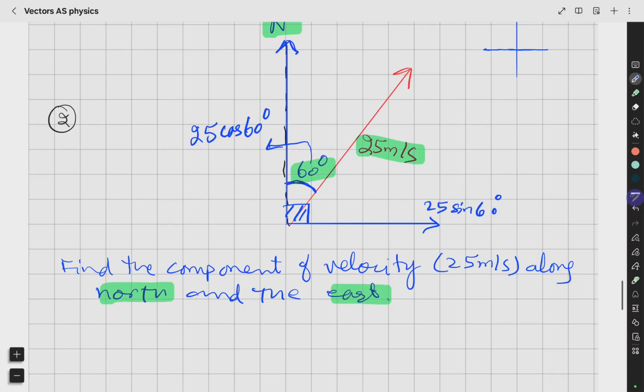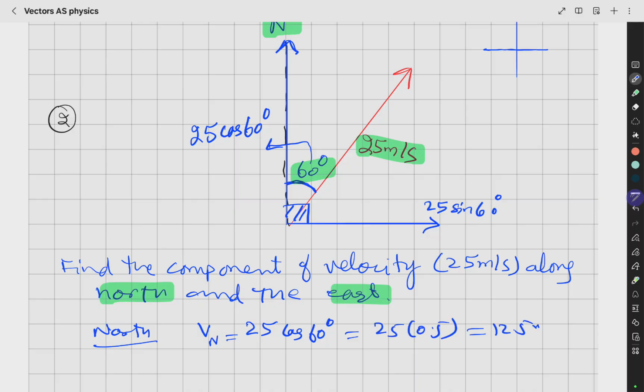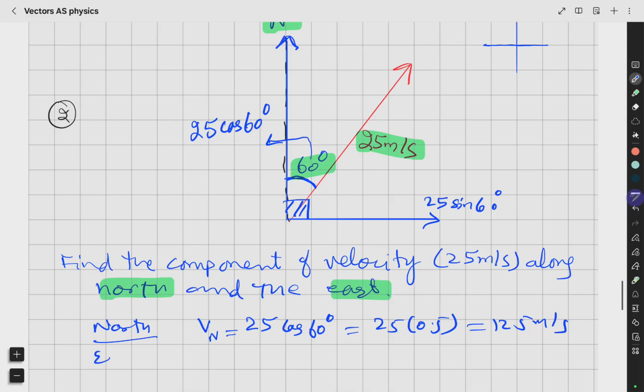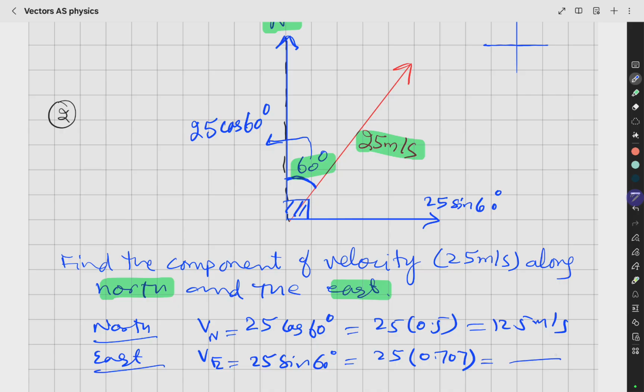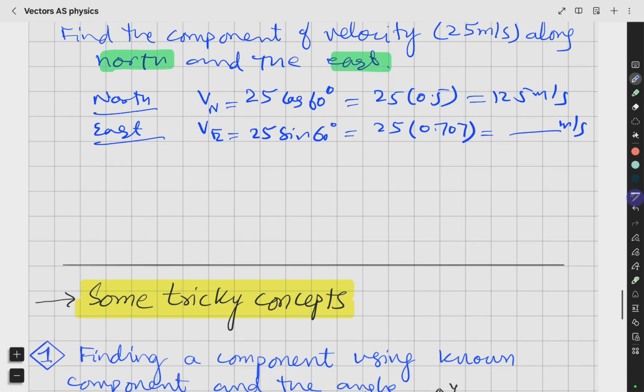Okay, so we say that along north, Vn is 25 cos 60. Cos 60 is 0.5, so it will be 12.5 meter per second. And along east, V east is 25 sine 60, and sine 60 is 0.866. So you will get your answer from there.